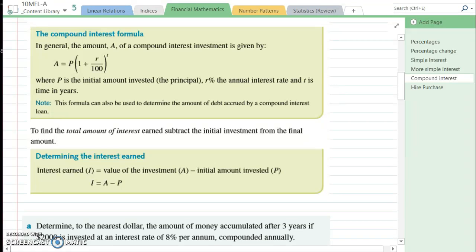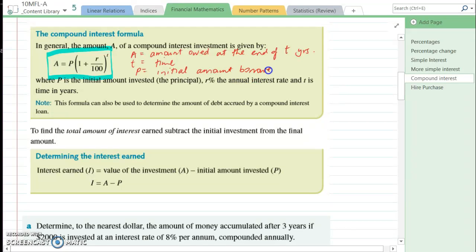Maths tends to have simplified ways of doing things when we are dealing with formulas. So next to this, I'll write a little note that says A is the amount owed at the end of T years. T is the time, P is the initial amount borrowed, and we know that R is the percentage rate per annum normally.